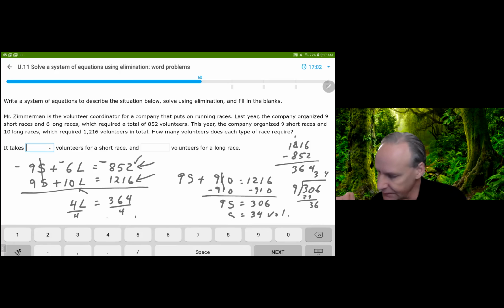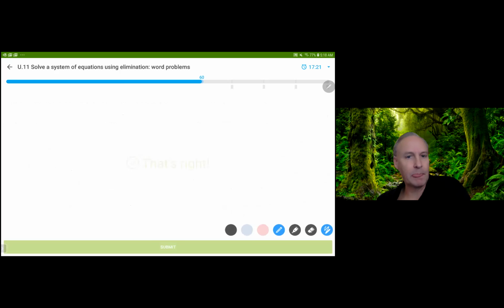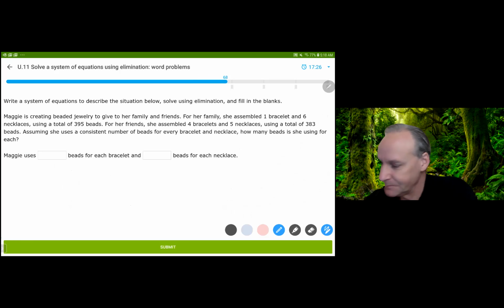So for the short races, it is, dang it, I covered it up. Shoot, was it 34? Yeah. And what was the long races? 91? Yeah. I'm going to have to write those up at the top so I can see them better. All righty then, we're getting there.